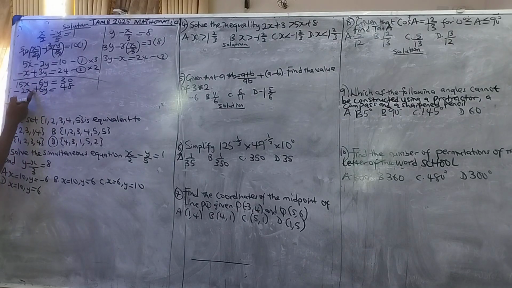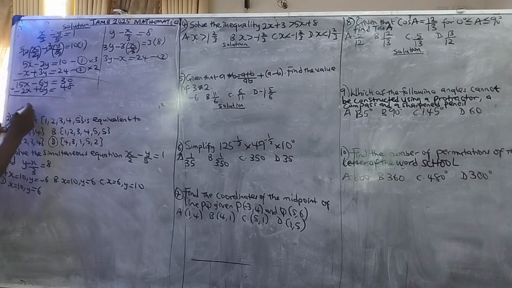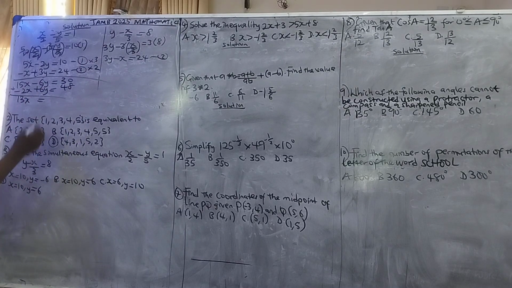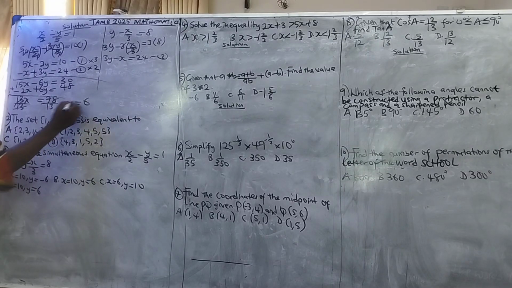So when the coefficients have different signs, we are going to add. So let me add. So going by this, I have 15x plus minus 2x should give us 13x. This is 0. So 30 plus 48 should give us 78. Can you see that now? So we divide both sides by 13. So our x is equal to 6.